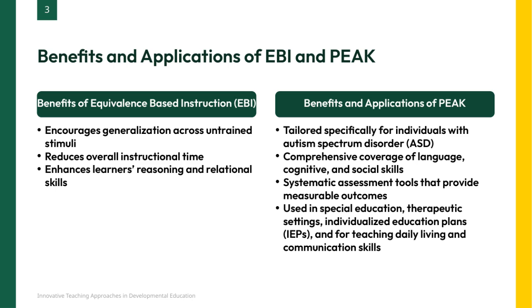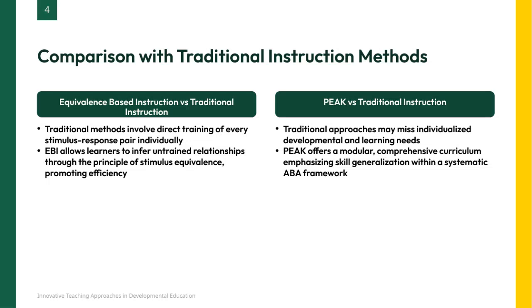When we compare equivalence-based instruction, or EBI, with traditional instruction methods, a key difference stands out. Traditional approaches typically require direct training of each stimulus-response pair one at a time, which can be quite time-consuming. In contrast, EBI enables learners to infer untrained relationships through the principle of stimulus equivalence, making the learning process more efficient and flexible.